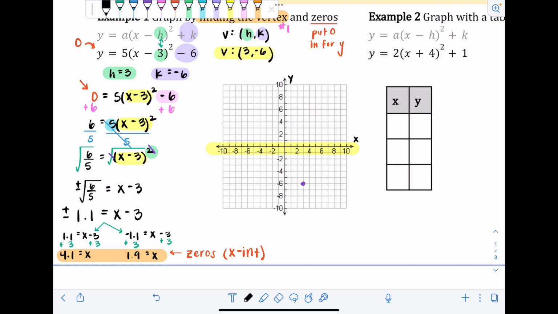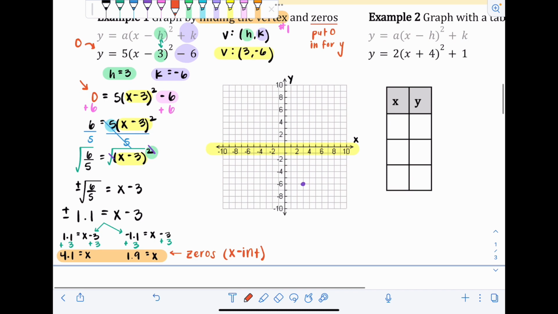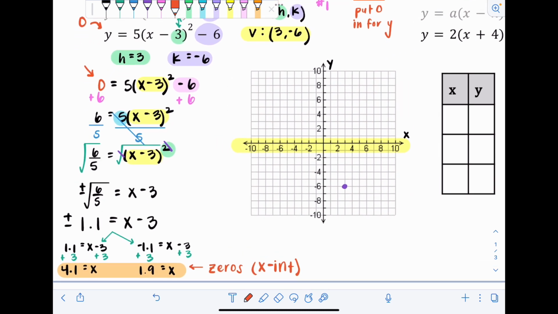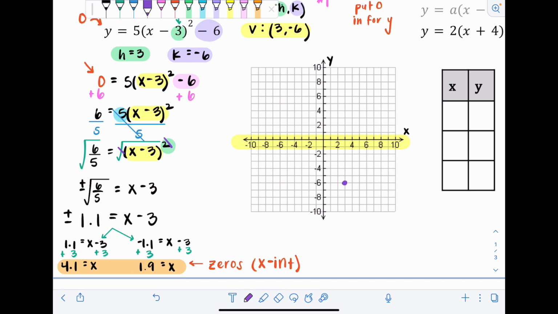So for the first one, for 4.1, I would put a point and see how close I can get. I would put a point just slightly after 4, maybe right here. It's really hard to make it accurate, so just do your best. And I would put a point for 1.9. It's a little bit less than 2, so I'd put a point a little bit under 2.